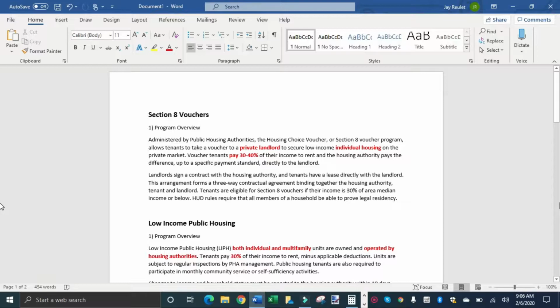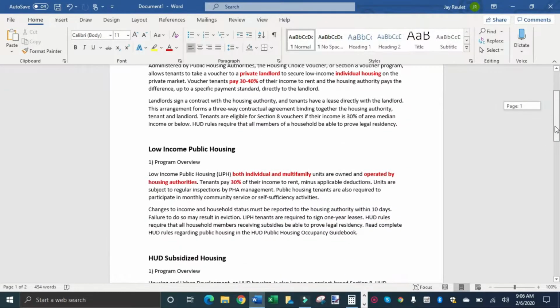Section 8 vouchers are private landlords, okay? Whether they own an apartment or an apartment complex, but mostly just single dwelling units, okay? Now, for you as a tenant, you're required to pay anywhere from 30 to 40% of your income, okay? So just keep that number in mind, and the red indicates the most important parts of these definitions.